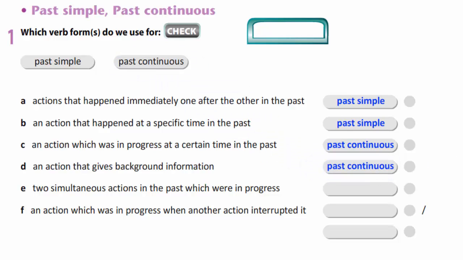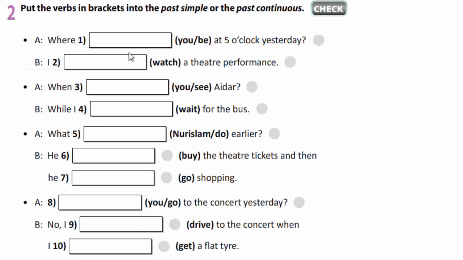And two simultaneous actions in the past which were in progress are also in past continuous. An action which was in progress when another action interrupted it are in past continuous. The action which is in progress, and past simple, the action which interrupted the first action. Now let's do exercise 2. You are to put the verb in brackets into the past simple or the past continuous.